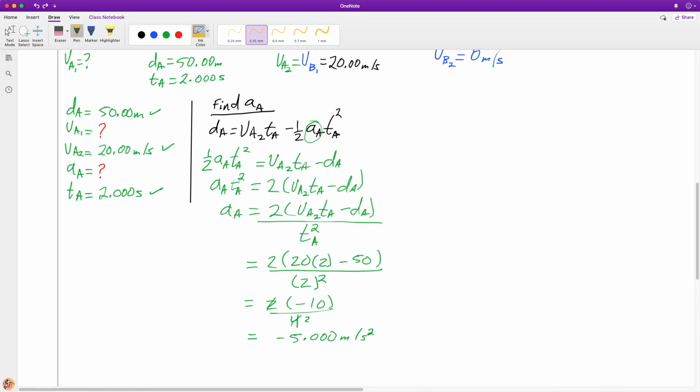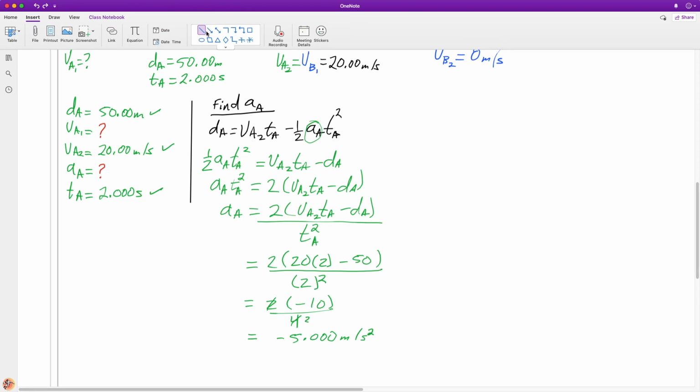We're just simply going to use the formula that has dA, VA1, VA2, and time in it. The only formula that we have that has all of those things is V2 is equal to V1 plus acceleration times time. So let's take on that next. All right, so put another dividing line here.